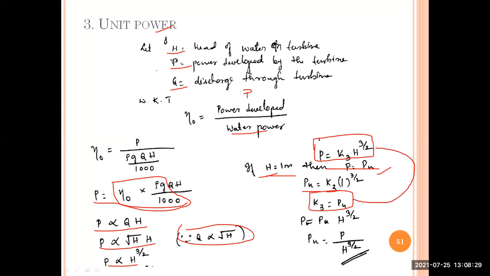Substitute this back into this equation. So you'll get P is equal to Pu H to the power 3 by 2. So Pu is equal to P divided by H to the power 3 by 2 is the equation for unit power. So these are the three important unit quantities.